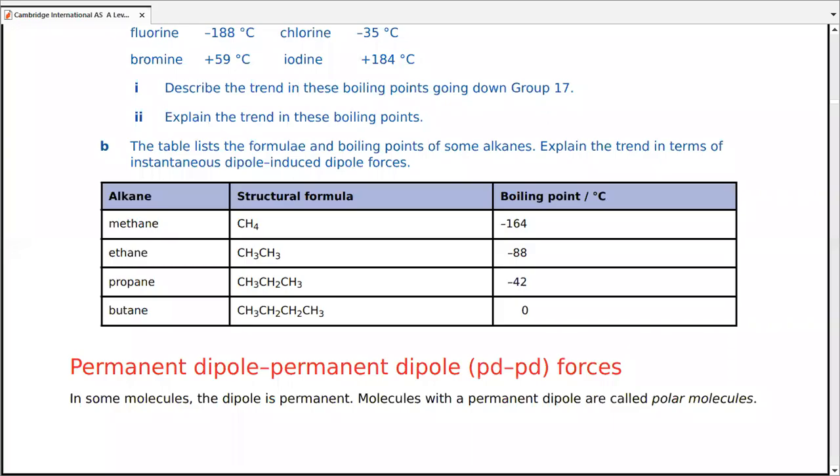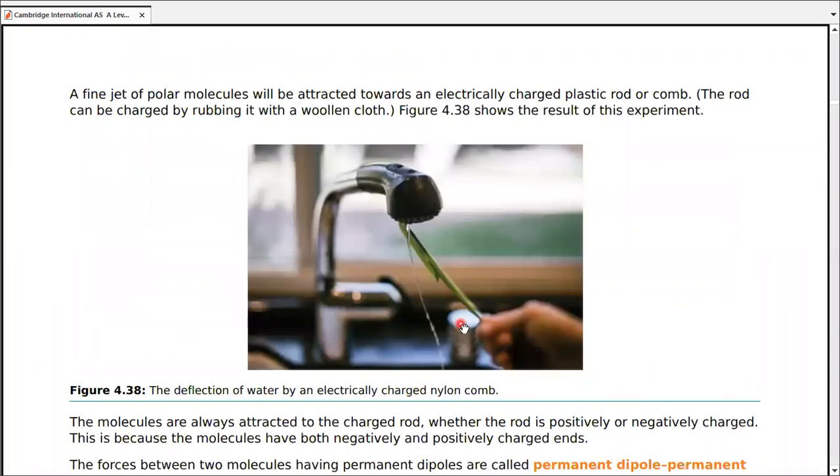So moving on to the next portion, the next type is PD-PD forces, or permanent dipole forces. In some molecules, the dipole is permanent. Molecules with a permanent dipole are known as polar molecules. We have already studied a few examples of those.